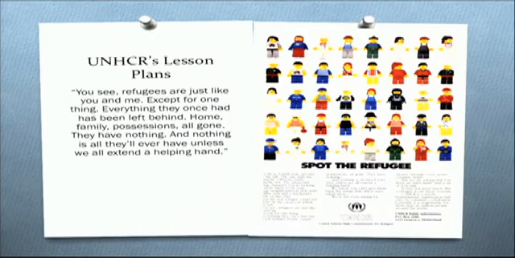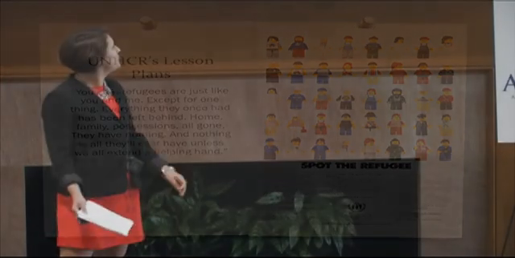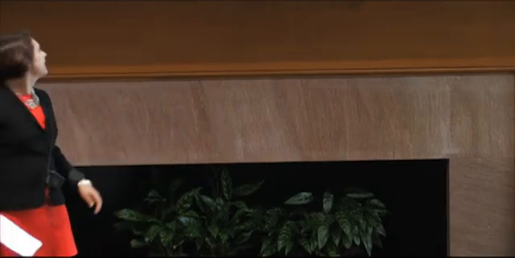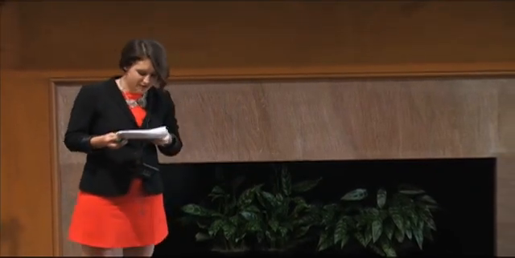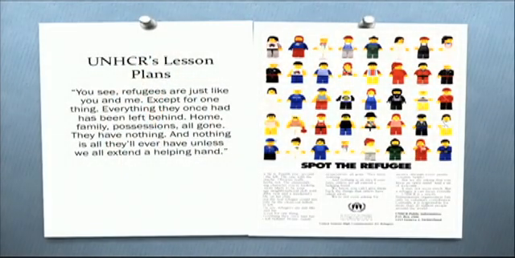They have this whole line of Lego-themed teaching resources on refugees. This poster is particularly interesting, entitled Spot the Refugee. The idea behind this poster is that you can't spot the refugee because a refugee can be anybody. The text next to it, which I don't think you can see, says: you see, refugees are just like anyone else, just like you and me, except for one thing. Everything they had is left behind. Home, possessions, family, all gone. They have nothing. And nothing is all they'll ever have unless we all extend a helping hand.